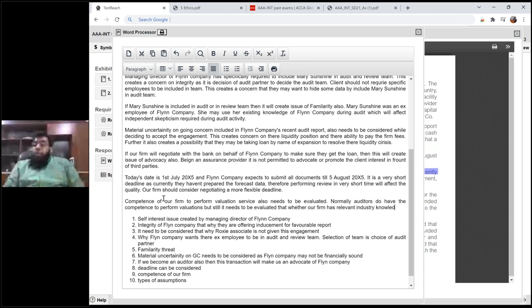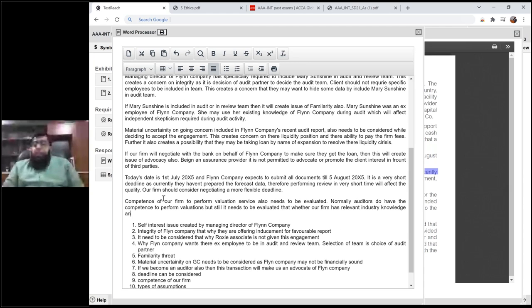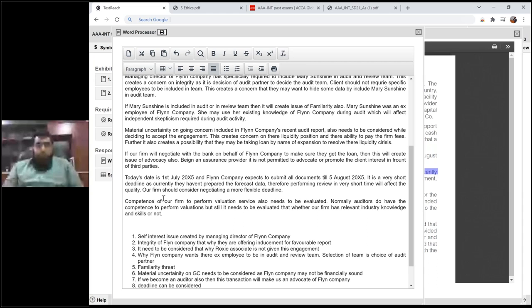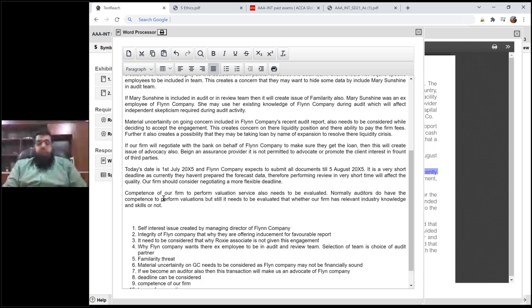Yes, we can also think about the fees. We can also include fees. Now, that can be an advice that if you want to meet a strict deadline, you should think about including more experienced staff. Okay, and the last point will be on types of assumptions. Lastly, it also needs to be considered what type of assumptions are used while developing this forecast data.